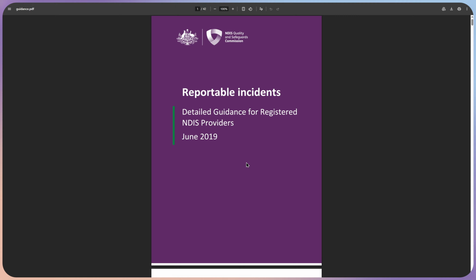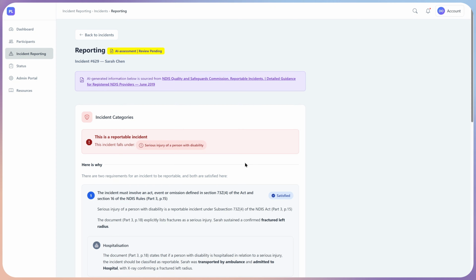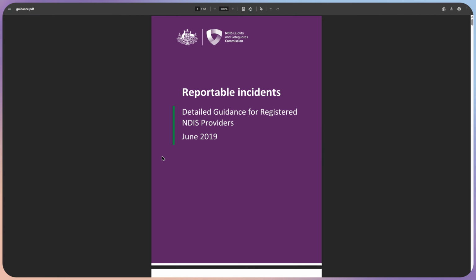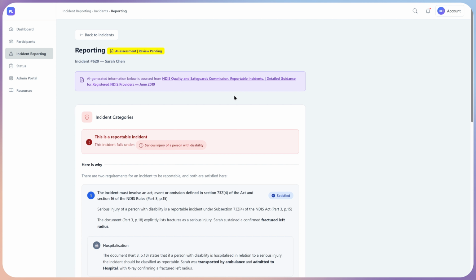We can simply click this, and if we go back to the application, all the information that's produced by the AI has a page number attached to it. This makes it really easy to verify the information against the document. So let's see how the AI is using the information in this document and applying it to the specific incident that we just added.